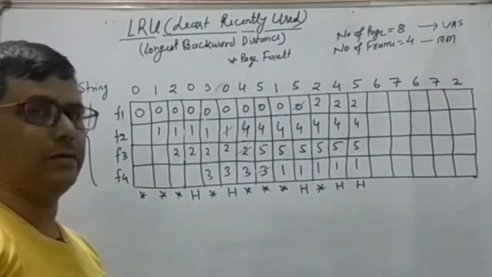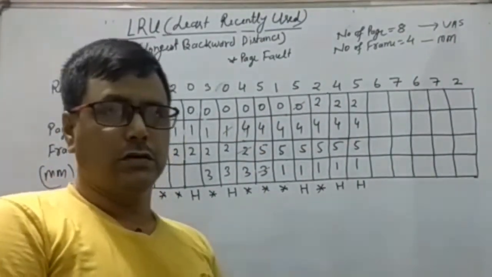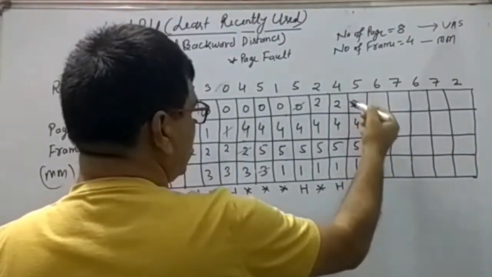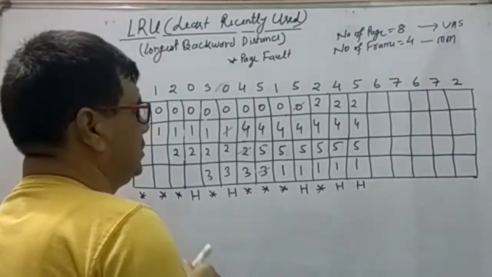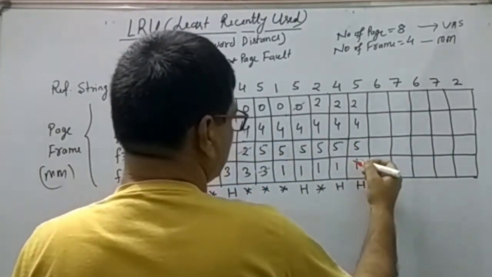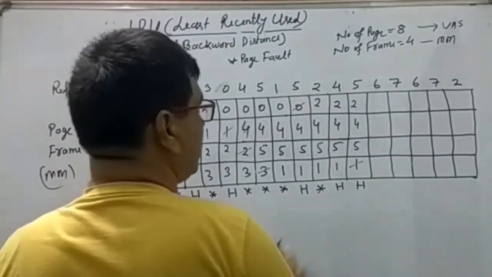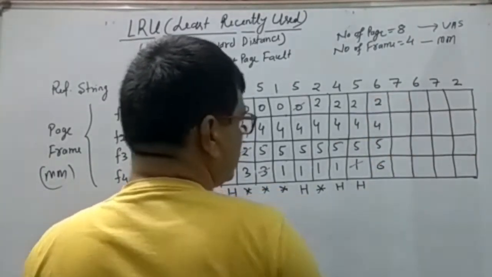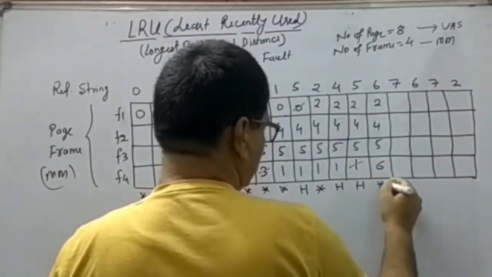Again page number 6 arrived. We need to search the longest backward distance. Now 4 is very near, 2 is also very near, 5 is here, and 1 has the longest backward distance. That means 1 will be replaced, and 6 will be mapped here, with 5, 4, 2. Now this is what? Page fault.